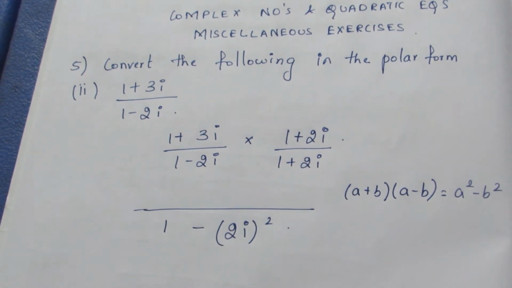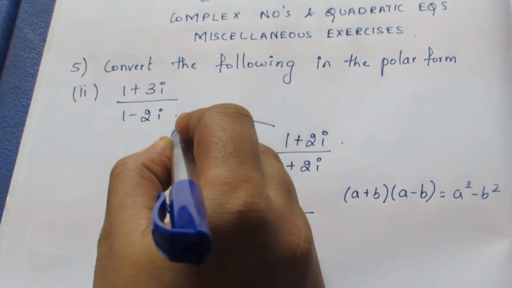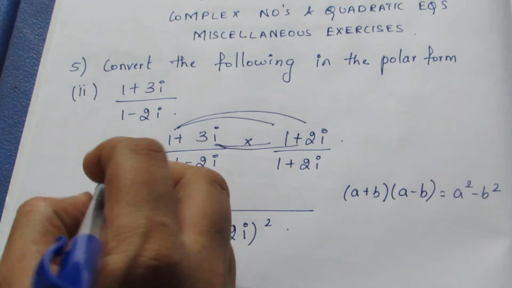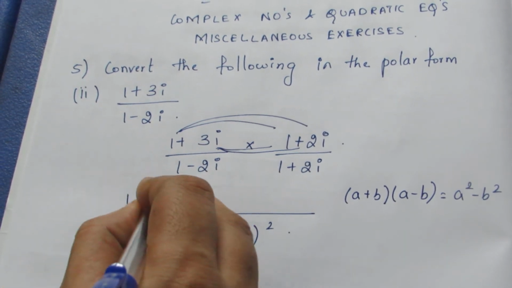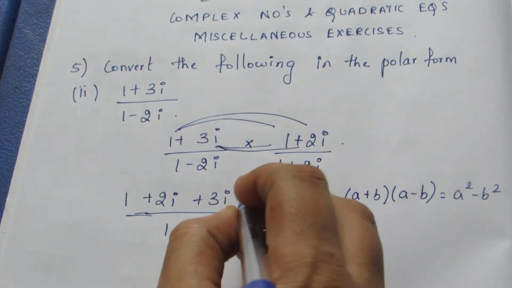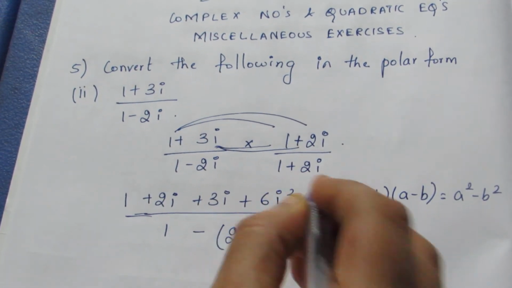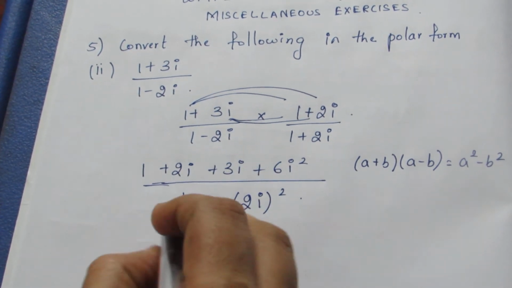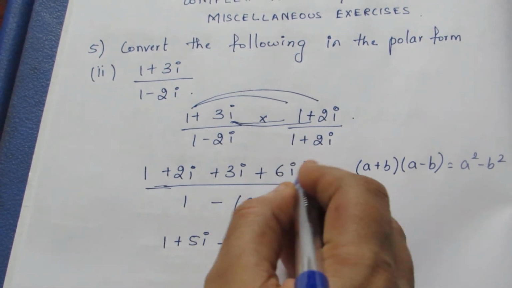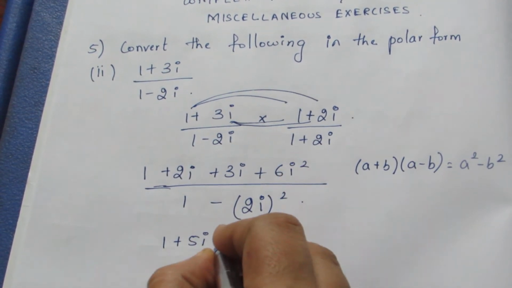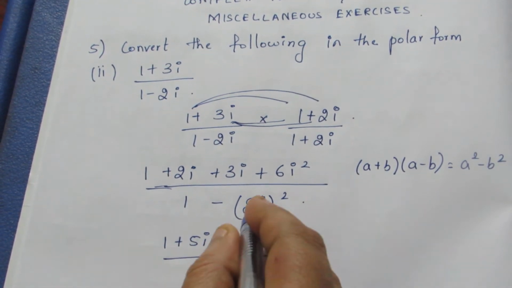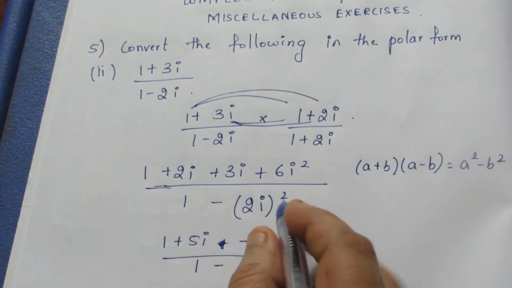Now in the numerator we need to do binomial multiplication: multiply 1 with both terms, the same way with 3i, multiply with both. If I multiply, 1 times 1 is 1, plus 2i. Multiplying with 3i, I get 3i plus 3 twos are 6i square. Solve the like terms. Here it becomes 1 plus 5i plus 6 into i square, which is minus 1. So minus 1 into 6 becomes minus 6. By, here in the denominator it becomes 1 minus 2 twos are 4, so 4 into i square.